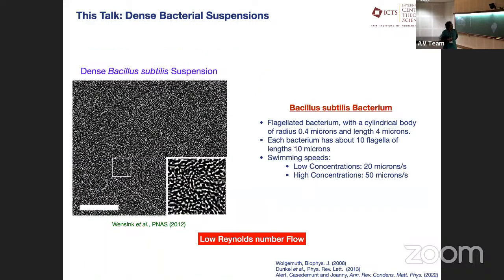These bacterial suspensions go back to this very nice paper 10 odd years ago by Wensling, Julia Yeoman, and others, where they looked at a dense Bacillus subtilis suspension. The details are all here. The essential point is that these are swimming. So this dense suspension is a two-dimensional fluid, if you like, where the fluid is that of these individual bacteria with these properties. But these are flows at very low Reynolds number, far away from my comfort zone.